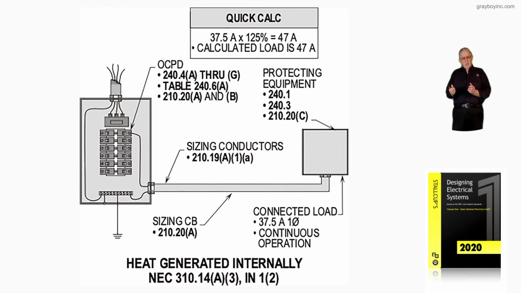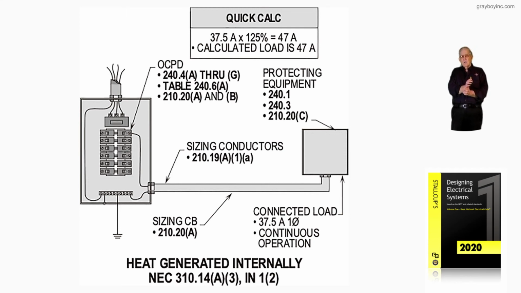210.20(A). The conductors are brought along at 125% to derate the loading of the overcurrent device to 80%. And that's what this illustration is showing. 240.4(A) through (G) applies to the overcurrent device. It's selected from Table 240.6(A) in accordance with 210.20(A) and (B), as you see in the illustration.